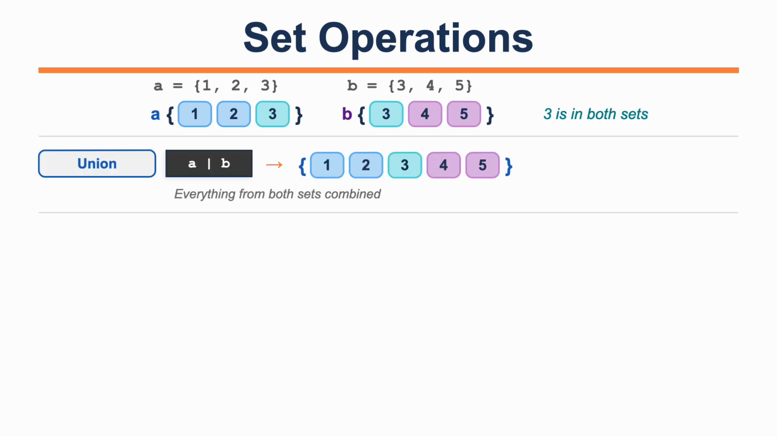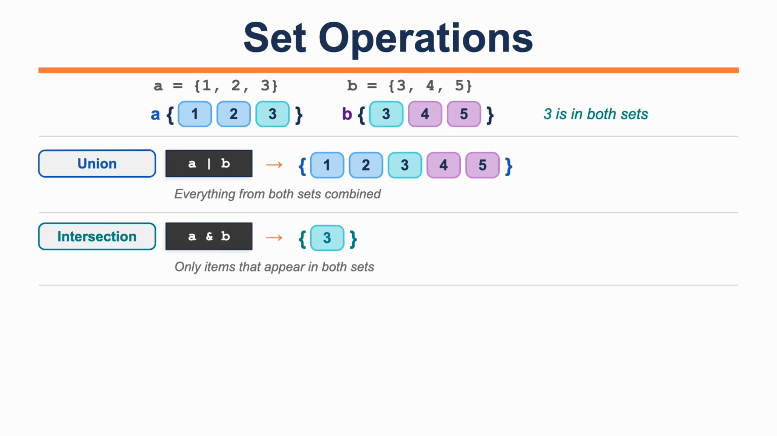The first operation is union. You use the pipe symbol between 2 sets. The result is every item from both sets combined. So set A union set B gives us 1, 2, 3, 4, and 5. Notice 3 appears only once, because sets never keep duplicates.